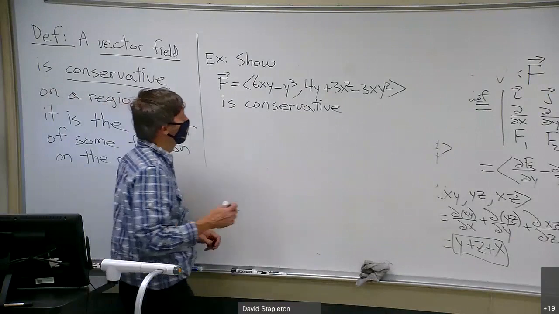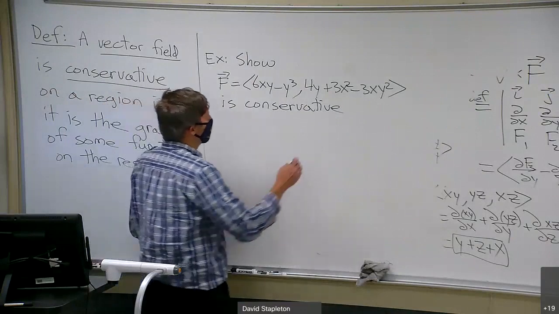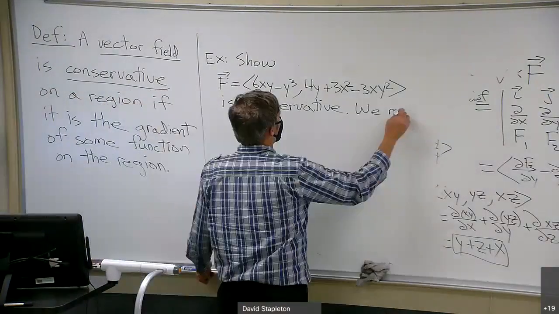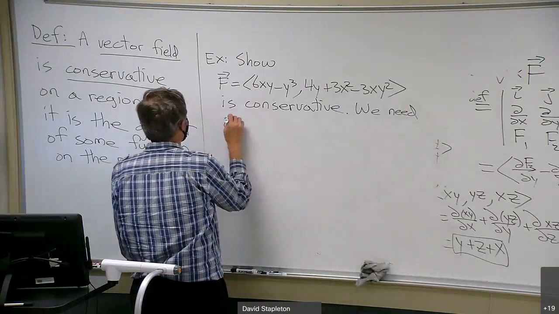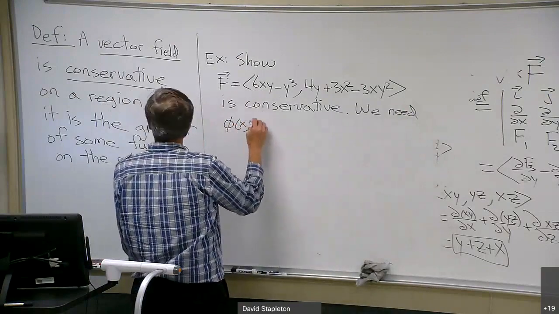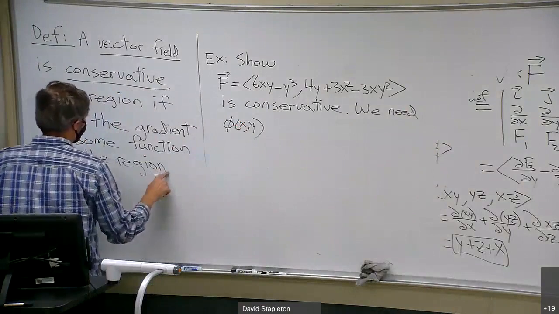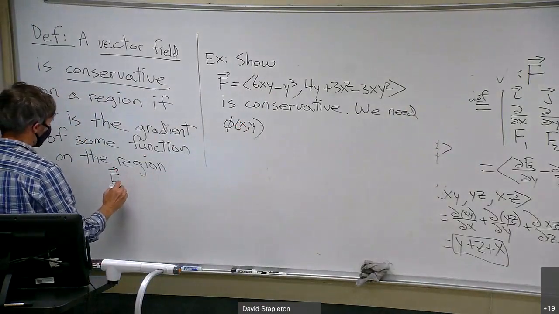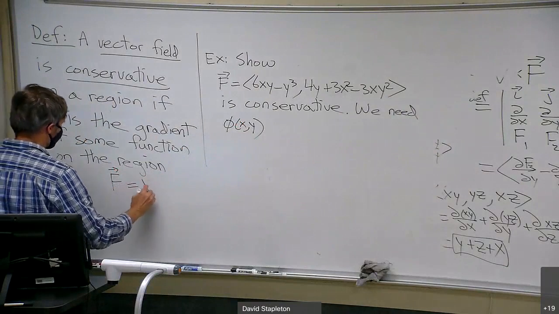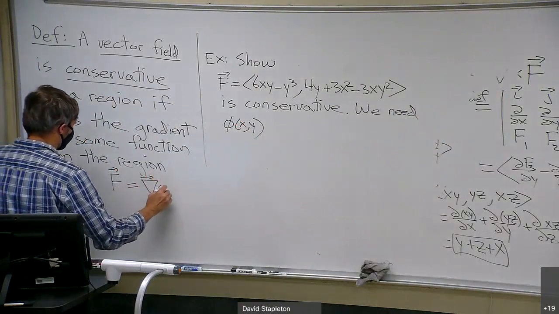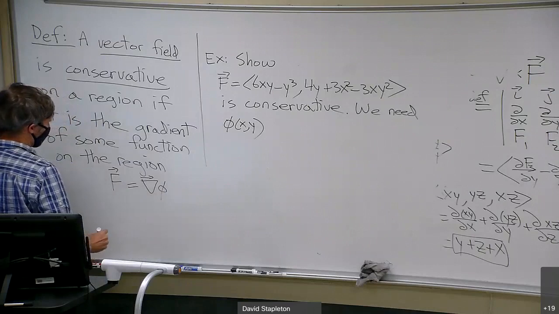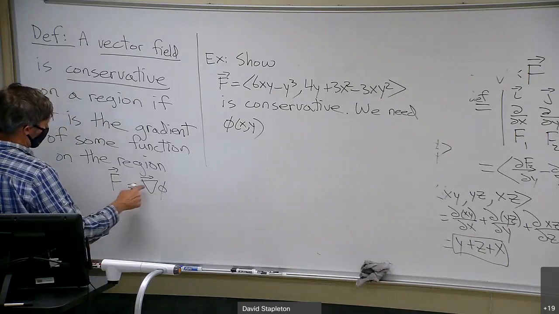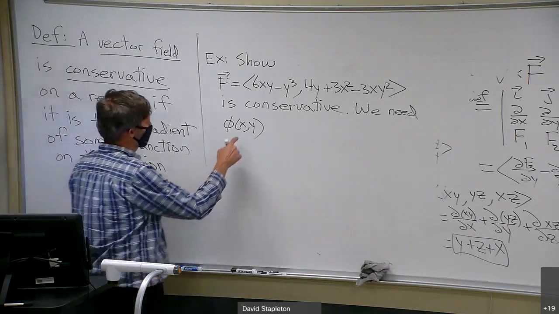Of xy. Maybe I should write that over here. If it's the gradient of some function of the region, in other words, F of whatever number of variables is equal to the gradient of some function phi. If it's two-dimensional, F of xy equals gradient phi of xy. So we'll write that over here.